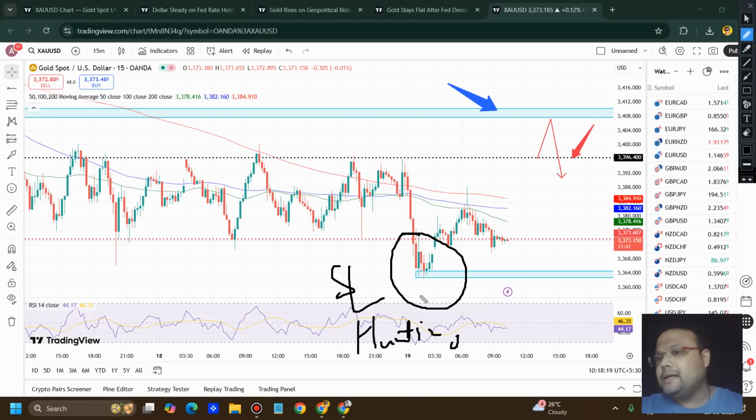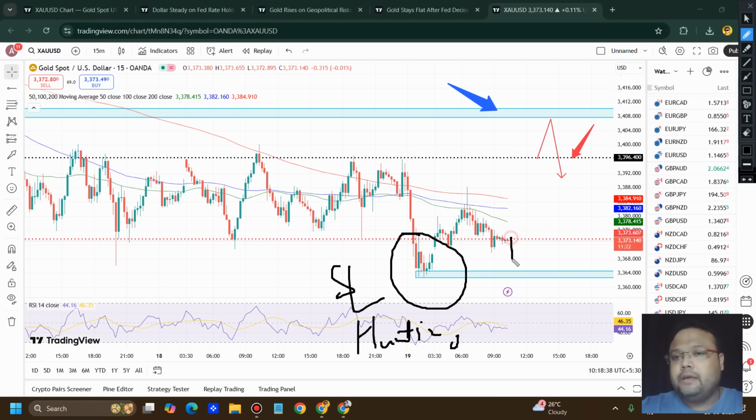And obviously for any breakout or breakdown, volume is important. It came after the FOMC. Anyways, now gold is trading around the 3374-75 area. And as market is almost back inside the range, the number of trading opportunities are again limited.